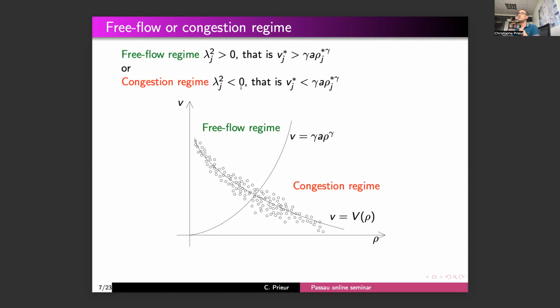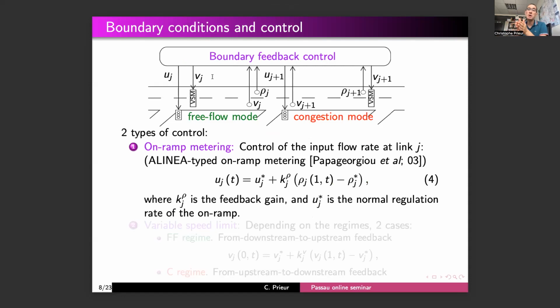And in congestion regime, this is when the velocity is prescribed by the pressure of the density of vehicles around you. So it just means that the velocity is smaller than some function of the density. So depending on the sign of the second velocity, you are either in the free flow or in the congestion regime. And this is very important for us to know, because the boundary condition, the well-posedness and the control problems depend very closely on the mode that you are in.